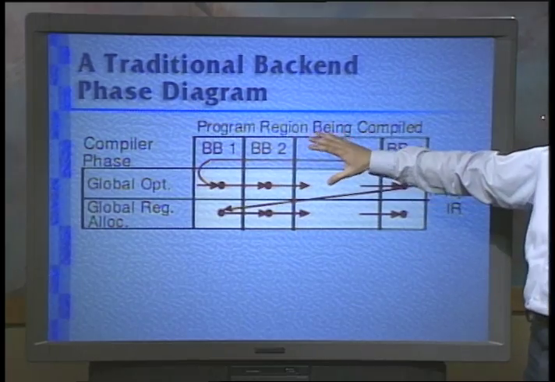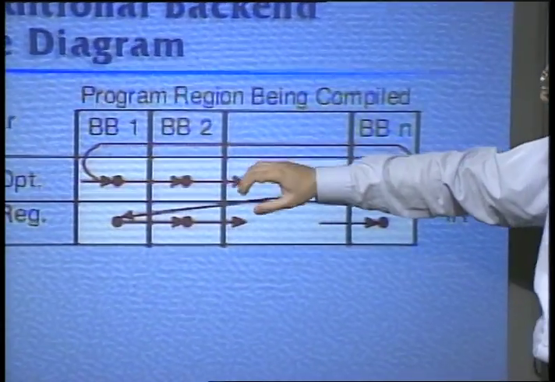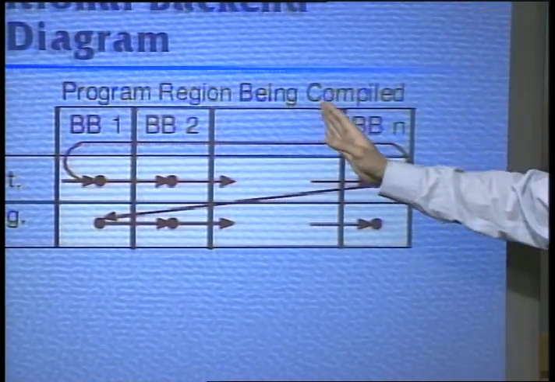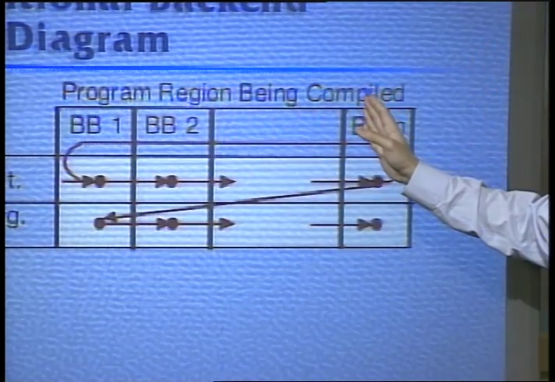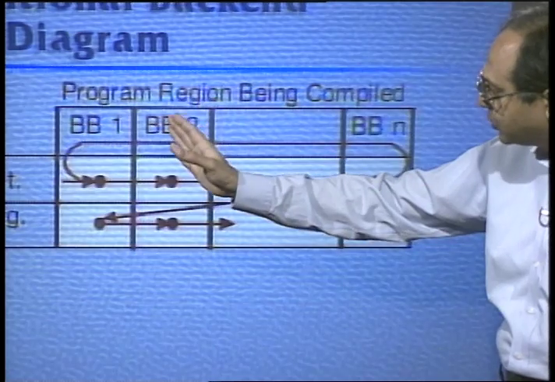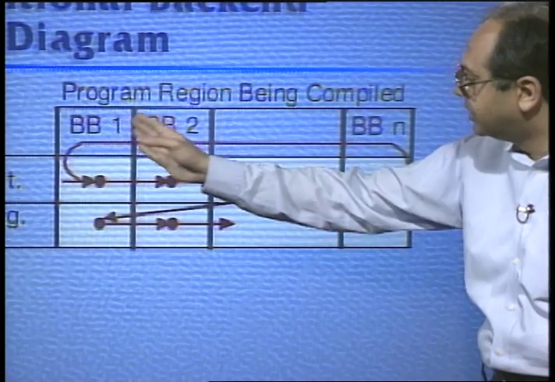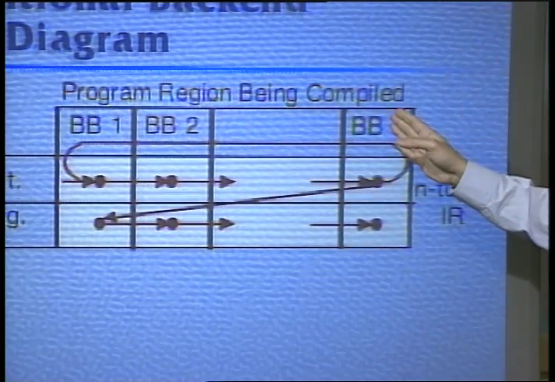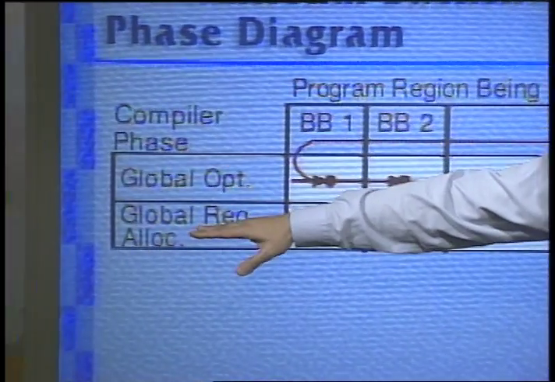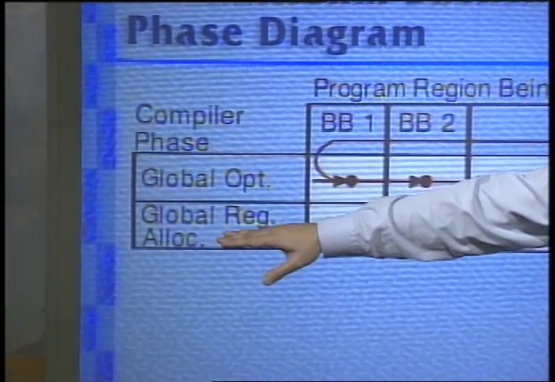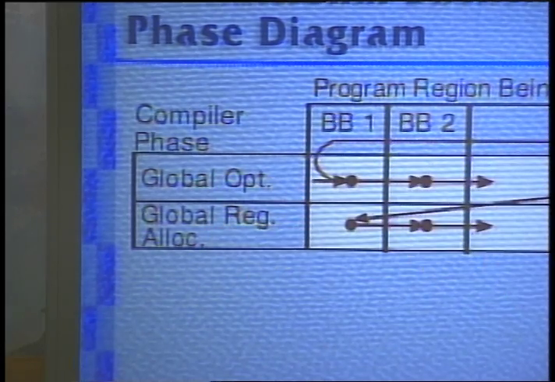This is a style of diagram that I'll be using quite a bit in the next few slides. So let me just explain to you how to read it. Across the columns, we have the different pieces of the program that's being compiled, the chunks that we are considering. In this case, we are considering basic blocks. So we have the different basic blocks of the program lined up across the columns. Over here, the row headings are the different compiler actions. So in this case, it's global optimization followed by global register allocation.